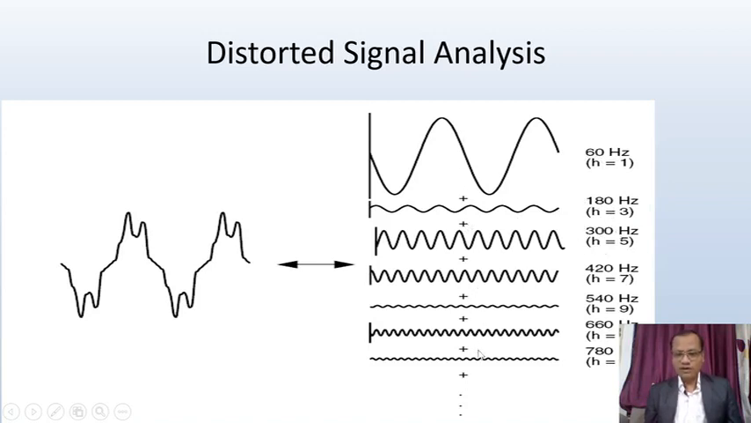And if we combine them all up to H13, that is 780 Hertz, then the combination of all these waveforms will be like this. It means this particular sinusoid is added with the signals of 180 Hertz, 300 Hertz, 420 Hertz. If we combine all of them, then the combination of the signal will be like this.